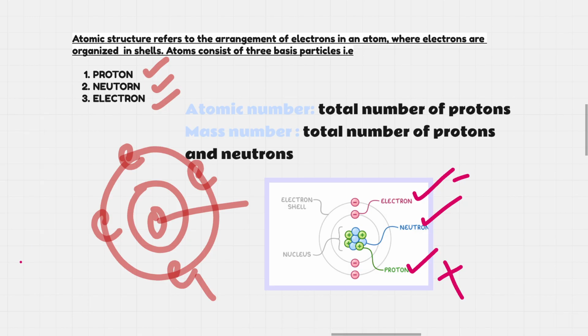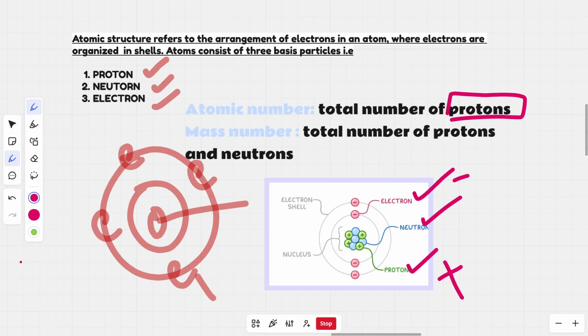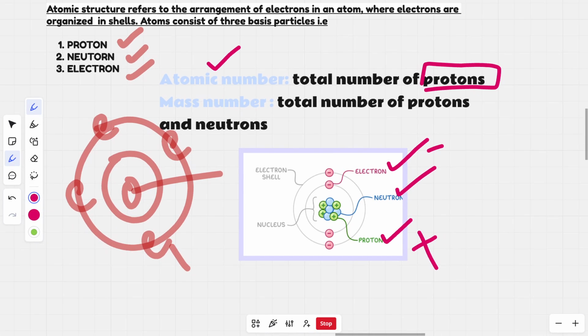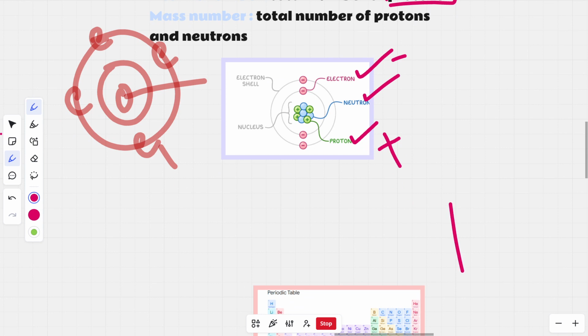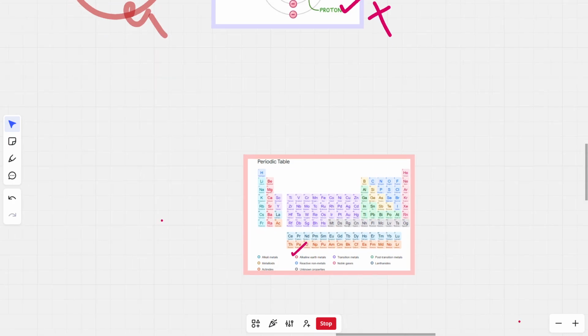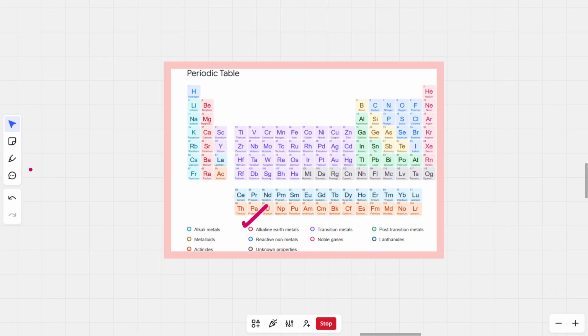The number of protons inside the nucleus is the atomic number, and mass number is the total number of protons and neutrons. These two definitions will help you in understanding the basic concept and the basic elements in the periodic table. Here you go. Just look at this periodic table. Okay, can you see how many elements are there in the periodic table?